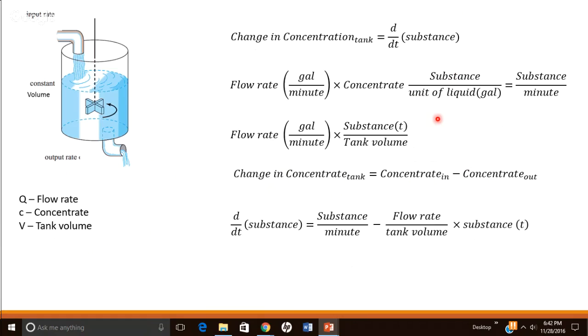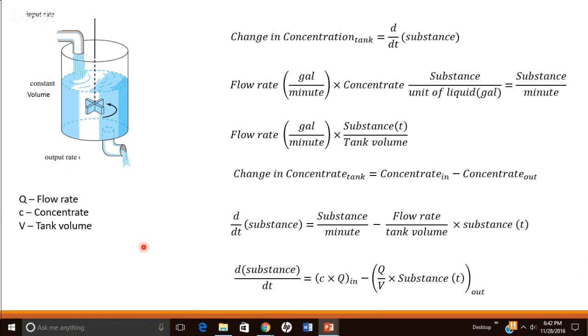So putting this more into an equation, substituting everything back in, we end up with this derivative, which is also here. The derivative, the rate of change of substance with respect to time, is equal to the substance per minute going in, minus the flow rate per unit tank times the substance at any given point in time. And all I did here was, instead of dividing the substance by unit tank, I just moved it over to the flow rate per the tank volume. Okay, so now we've got this in the form of a differential equation.